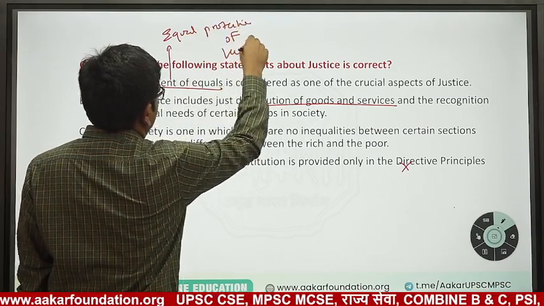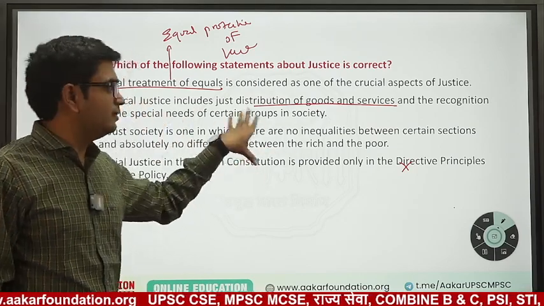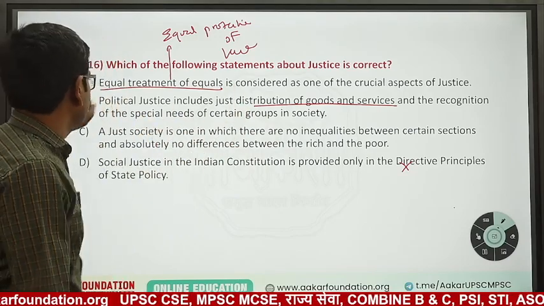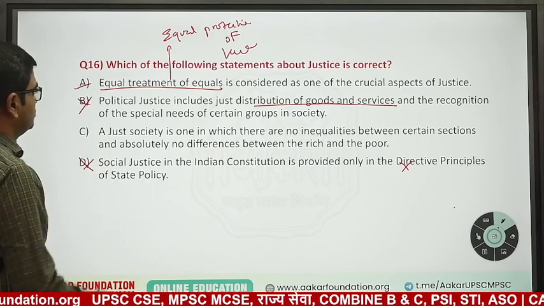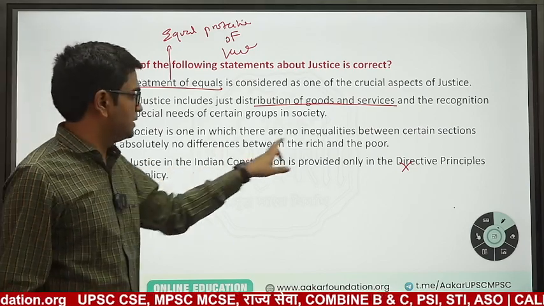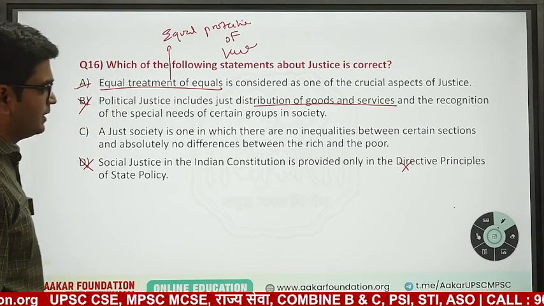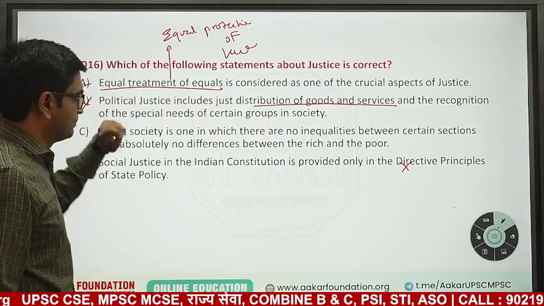Equal protection of law. So equal treatment of equals and unequal treatment of people who are not equals. Okay, so that is one of the aspects of justice. So this can be correct. So this is not correct and this is not correct. So confusion is between this and this. A just society is the one in which there are no inequalities between certain sections and absolutely no differences between the rich and poor. So this seems to be a more extreme statement. We can settle for A.